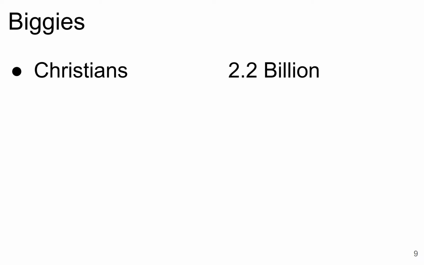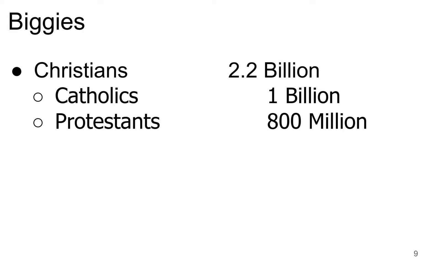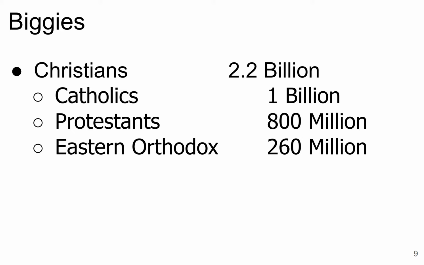Some of the biggest religions: Christianity, 2.2 billion people on the planet, so less than a third. There is no dominant religion at this time on Earth. The majority or plurality, the religion with the most adherents, is Christianity with 2.2 billion, divided up into Catholicism with about 1 billion adherents, Protestants about 800 million, and Eastern Orthodox, found mainly in Russia, with 260 million.